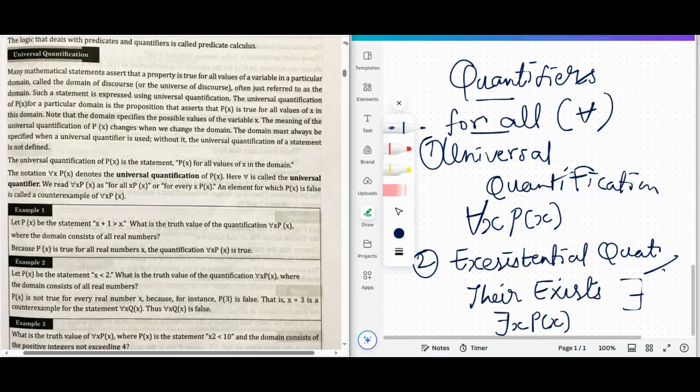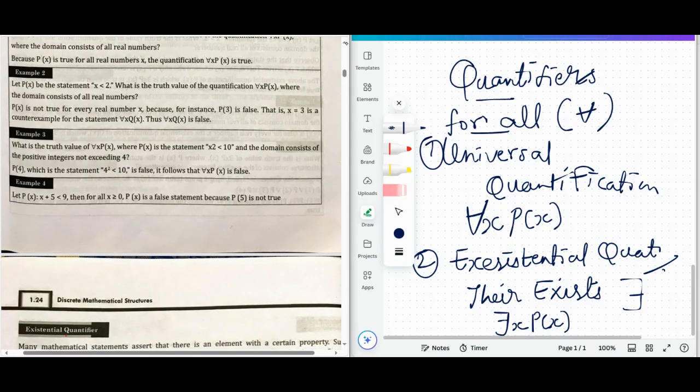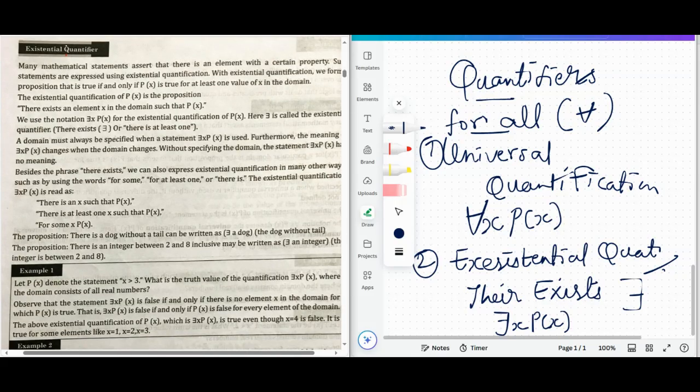For example, take P(x) as x plus 5 is less than 9. Then for all x greater than or equal to 0, P(x) is a false statement, because P(5) is not true. If I take x as 5, it will be 5 plus 5 is less than 9, so 10 is less than 9, which is not possible. Therefore it is a false statement.